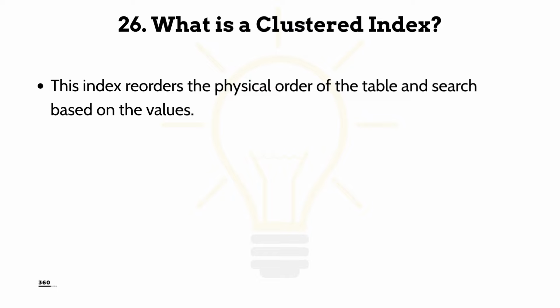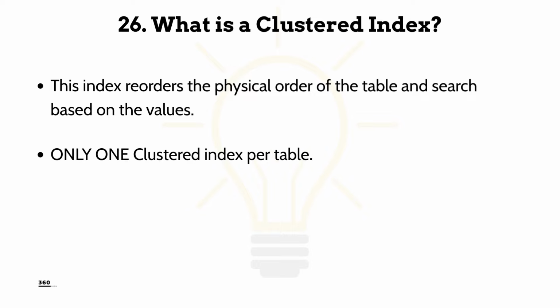Next is the clustered index. This type of index defines the physical order in which the records are stored in the table and in the database. It sorts the data rows in the table on their key records, and this is why only one clustered index can exist in a table.